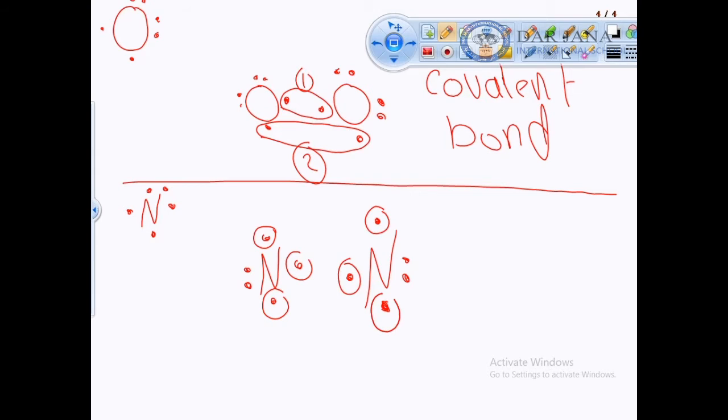For nitrogen to become stable, it must have 8 valence electrons. So it still needs 3 more because it already has 5 and it needs 3 more. 5 plus 3 equals 8. But how can this happen?